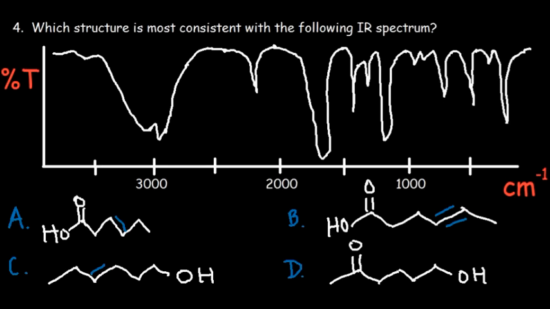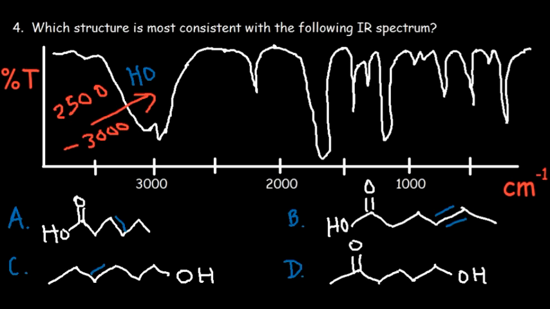Number 4. Which structure is most consistent with the following IR spectrum? Now, the first thing you want to look at is this huge bulky peak around 2500 to 3300. You can't miss it. When you see a massive, very strong, very broad signal in this region, you have a carboxylic acid. This is the OH stretch of a carboxylic acid.